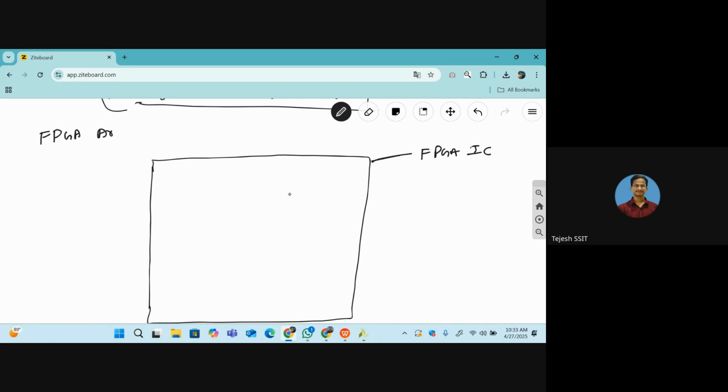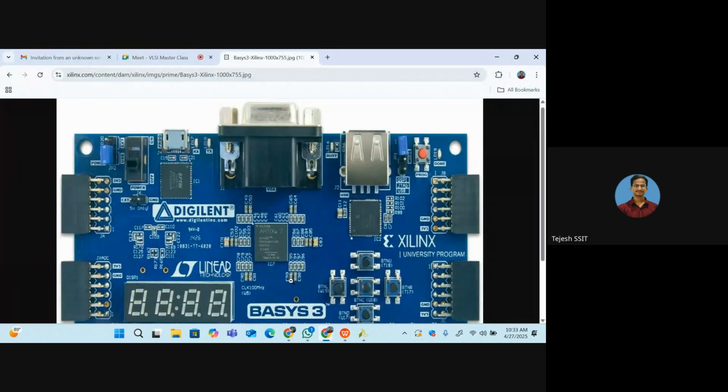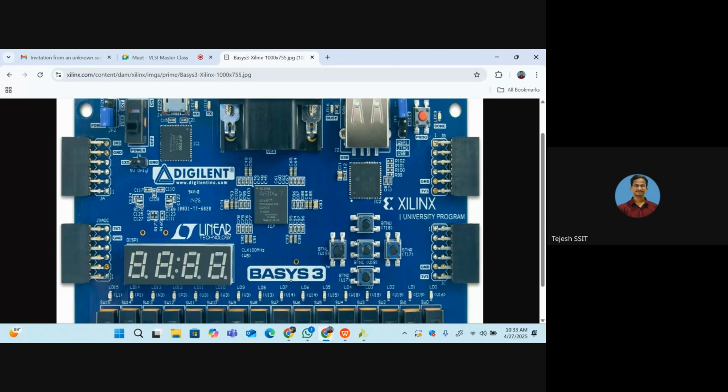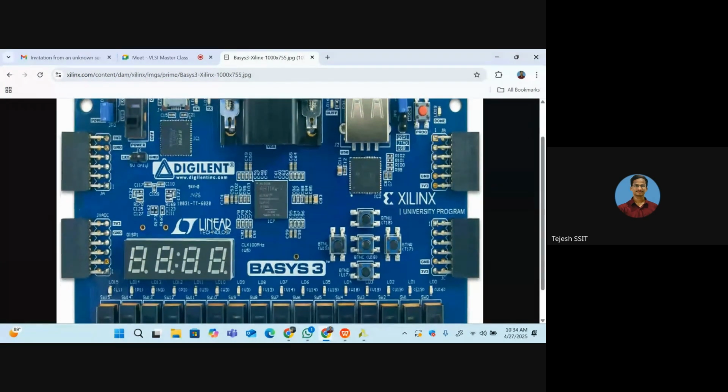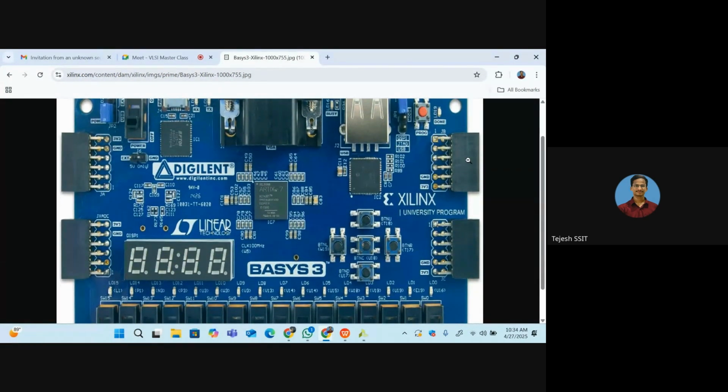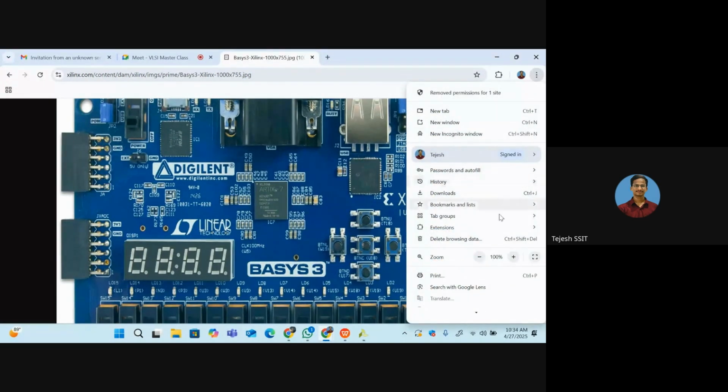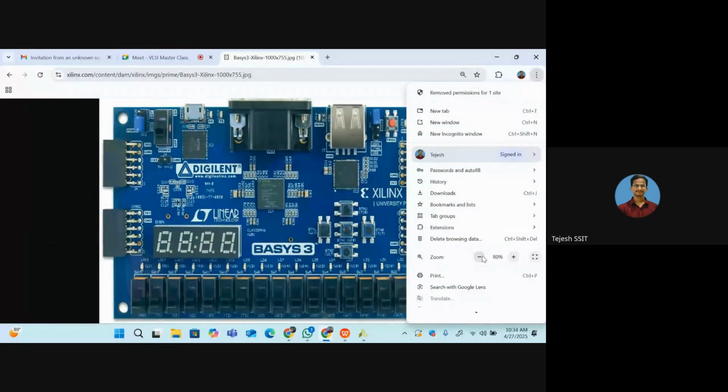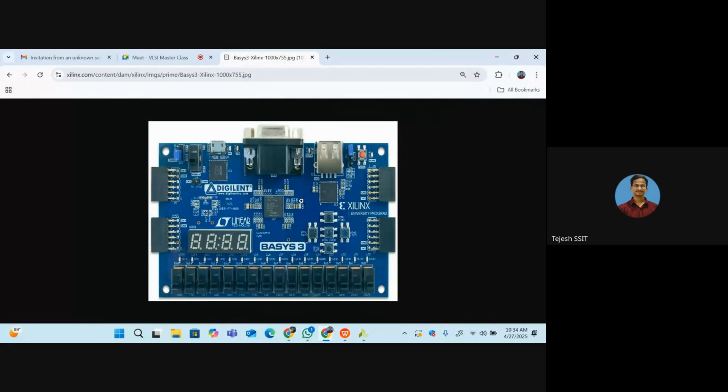Architecture. Sir, we can't understand anything overall. There are many peripherals there. I will explain, don't worry. I will explain each and every point.